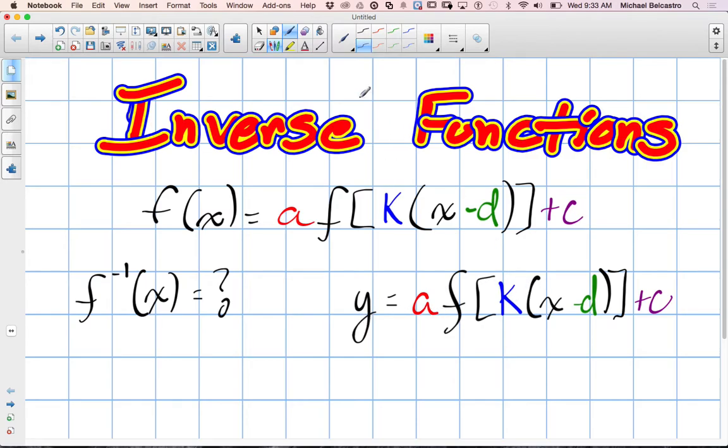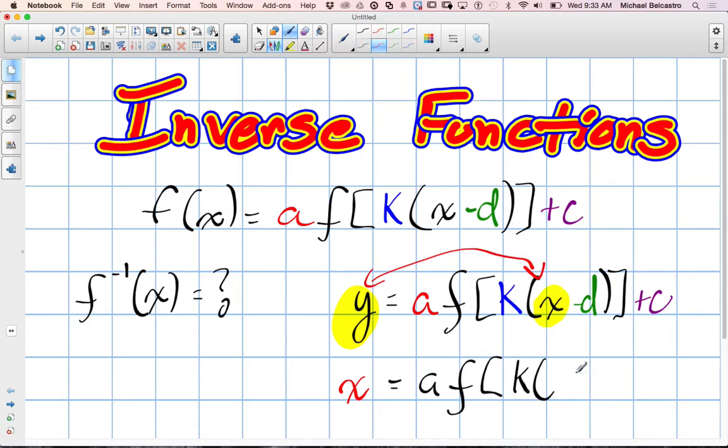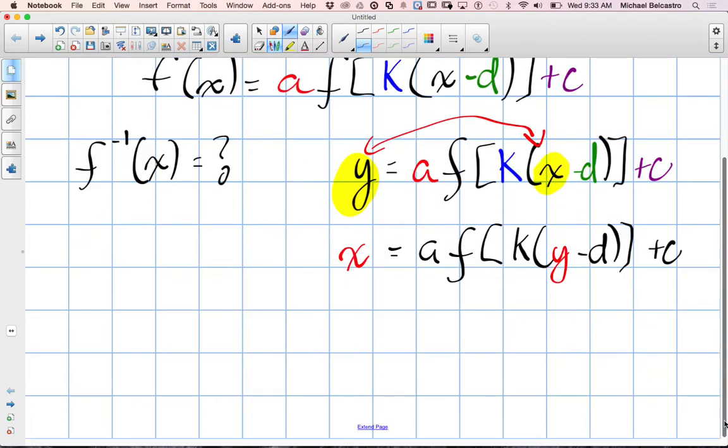But what we're going to do next is switch the places of the x and the y. We're going to use the inverse of them, so they're going to take up opposite points. So now the y is our new x, equal to a f, k, bracket, and now this is where the y is, subtract d, and the function plus c. Great, we've done that. If I actually typed that into a graphing calculator, it would graph the inverse function for me.